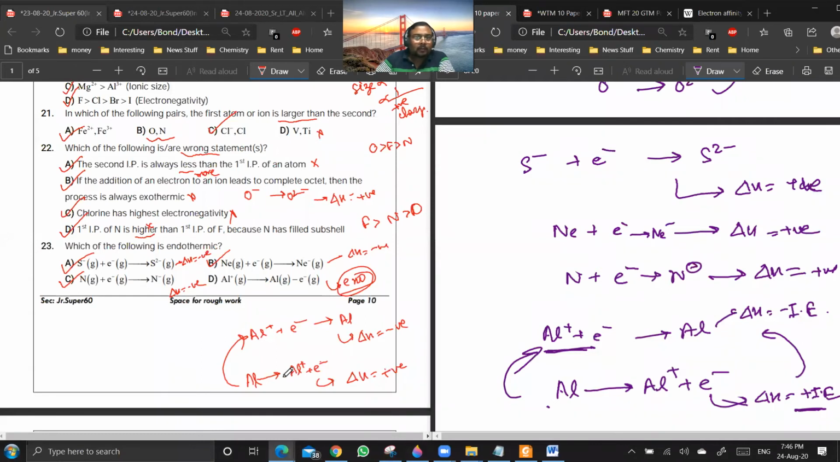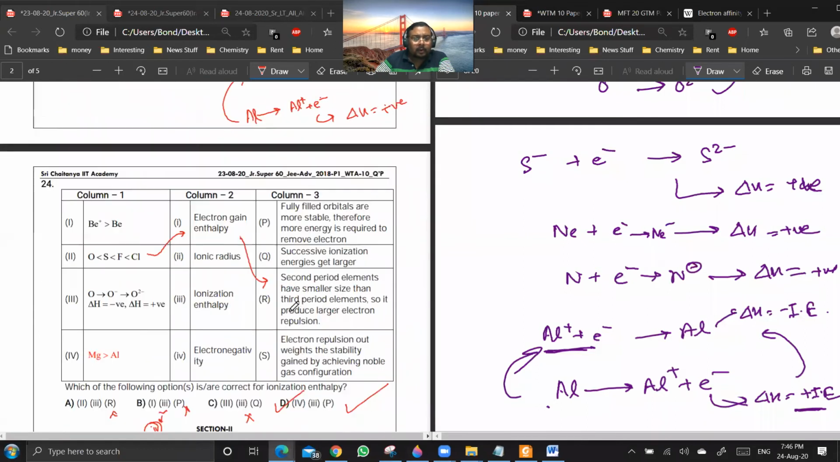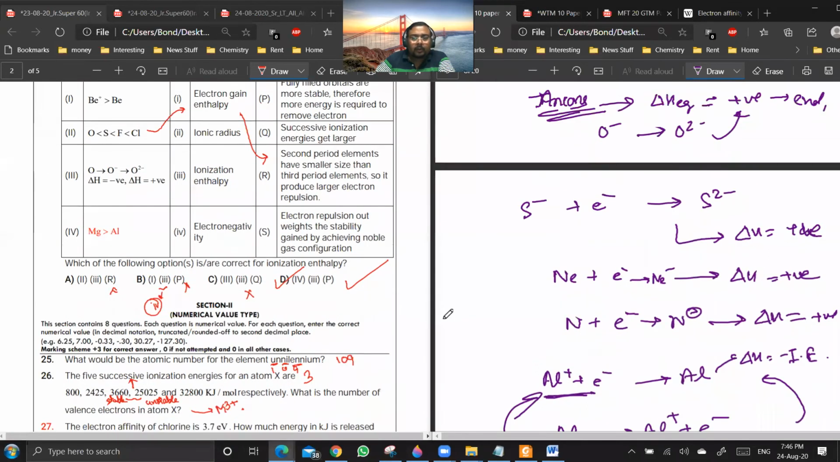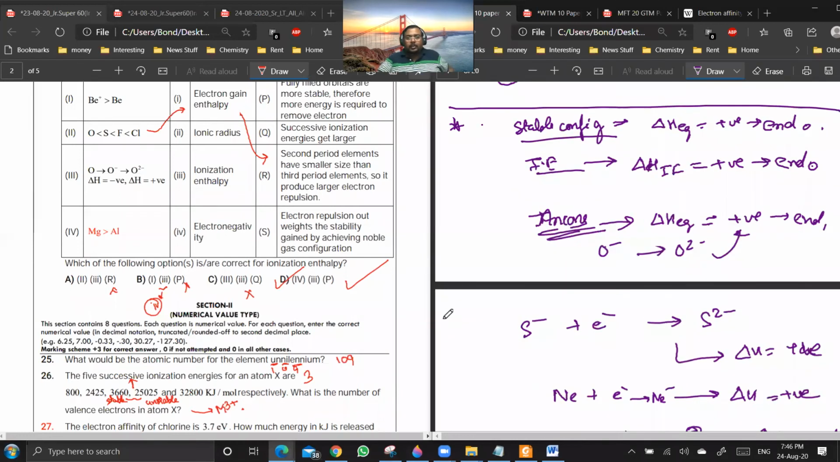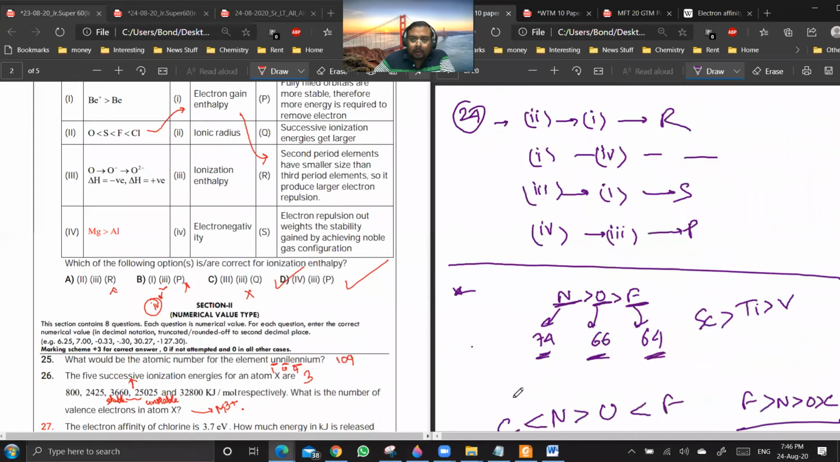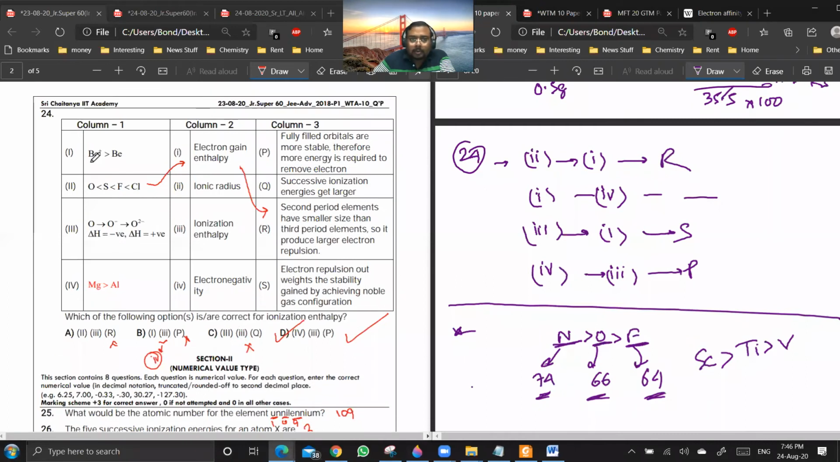23, because there is one more question of this type which we have to discuss. 23 is clear, yes or no? Yes, sir. So moving forward, 24. 24 you have to check. Okay, 1 minute. Can you explain below? I will explain all the options, don't worry. 24, all options I am going to discuss.